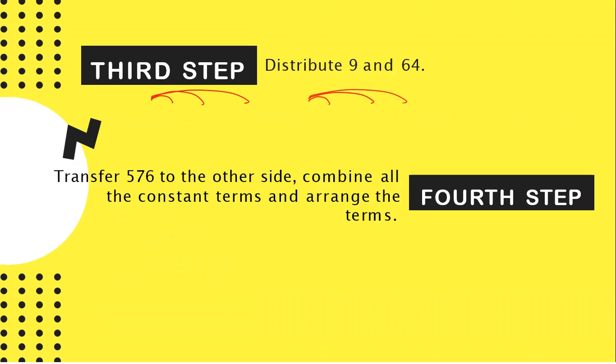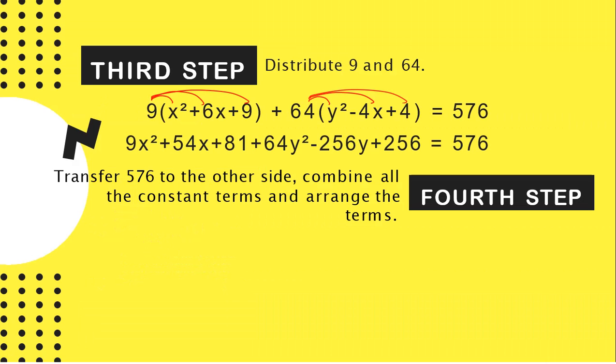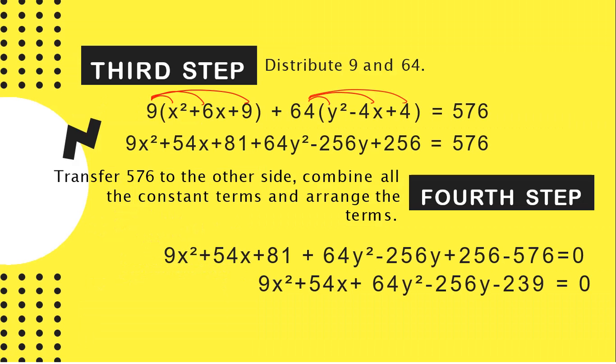For the third step, let's distribute 9 and 64 to the expressions right beside them. For our fourth step, let's transfer 576 to the other side and combine all constant terms. That would be 9x squared plus 54x plus 81 plus 64y squared minus 256y plus 256 minus 576 equals 0.